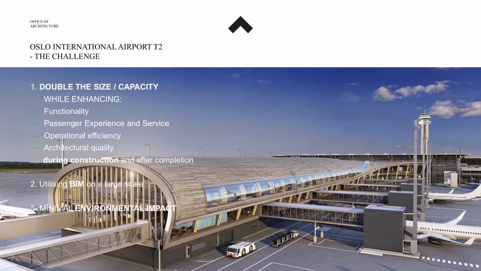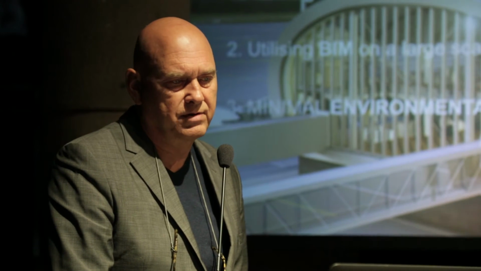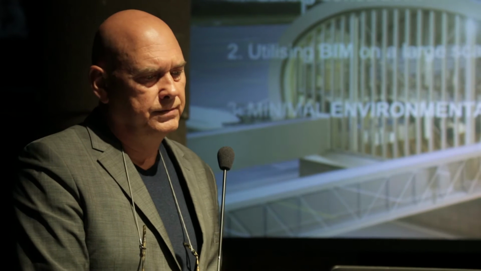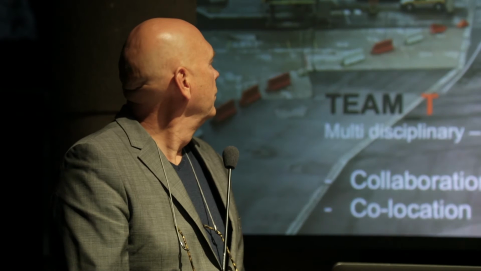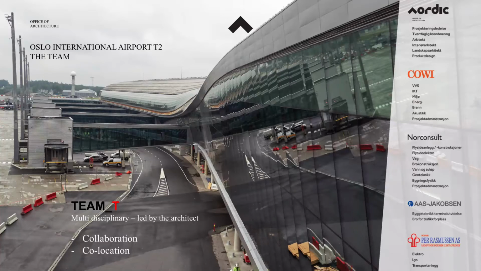So what is the challenge of this expansion? Well, first of all, enhancing functionality, passenger experience and services, operational functionality, stuff like that everybody knows about. But we need to do this while operating the airport. So how do we do that?